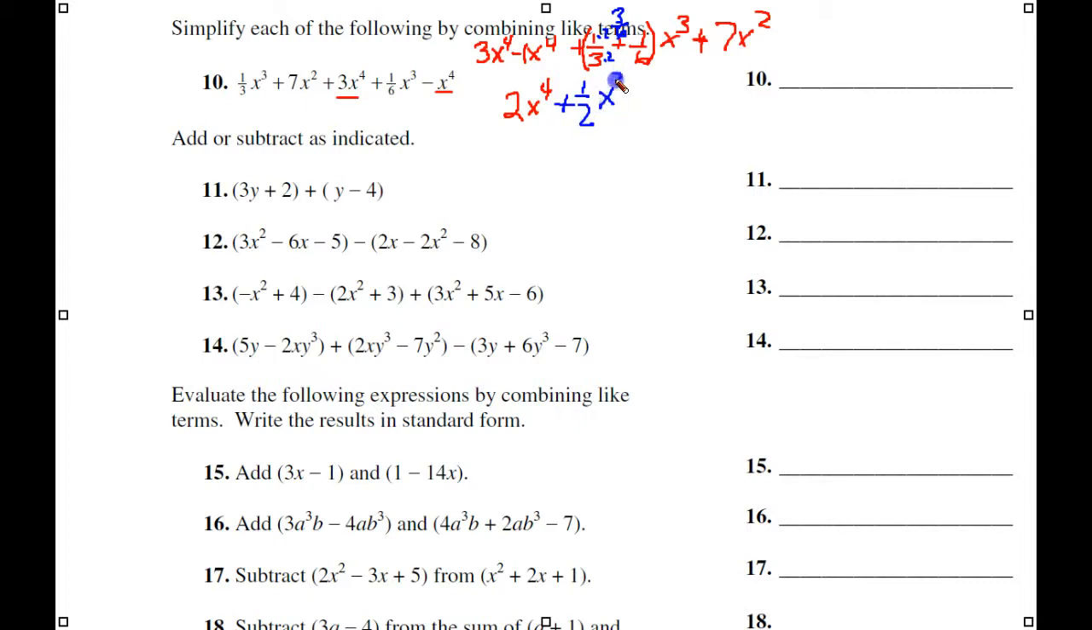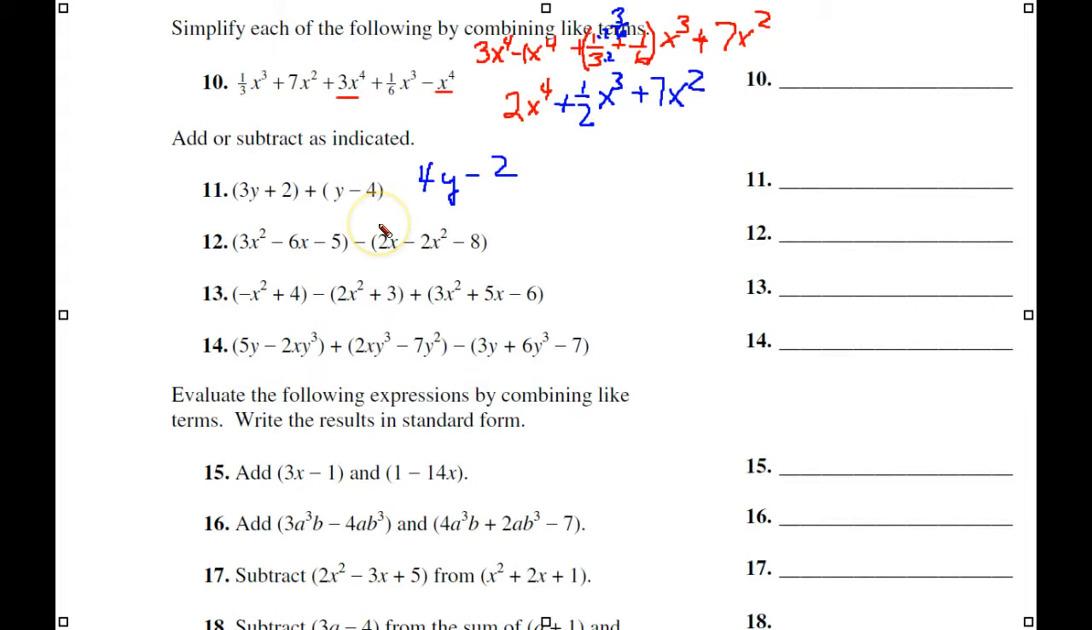X to the 3rd. And then we have this one. Now, when we have parentheses, and there's a plus between them, we can just take the parentheses away and add our like terms. So this is 4y minus 2.